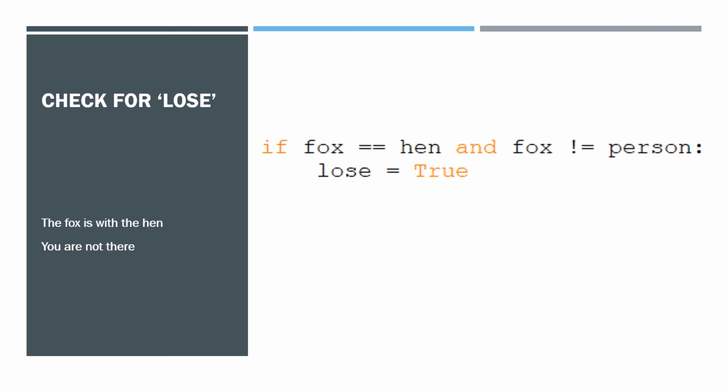Here it is. If the fox and hen are the same, but the fox and the person are different, then lose is true. You've lost the game. Do you remember the second condition? We can do that as a separate if statement. That is if the hen and the corn are in the same place, but the hen is in a different place from the person. Can you write that code now? Very similar to what you see on the screen.